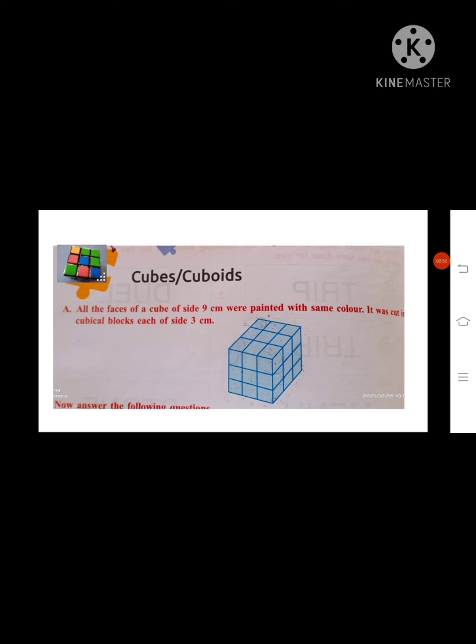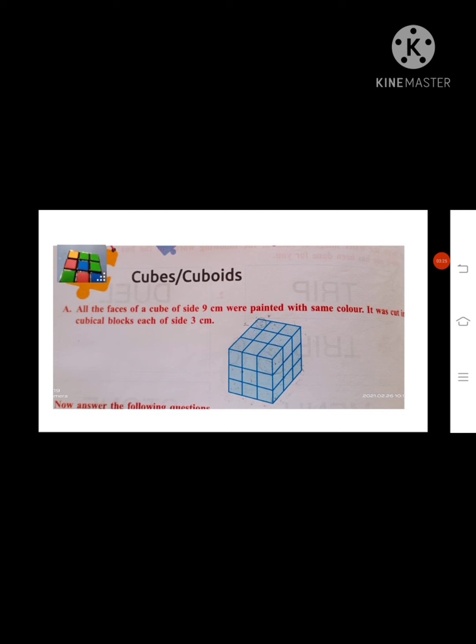So we will see the first one today. All the faces of a cube of side 9 cm were painted with the same color. Here I have different colors, but we consider it the same color. You can make it at home by using activity paper, cardboard, or any paper. Make it with only one color and understand it.